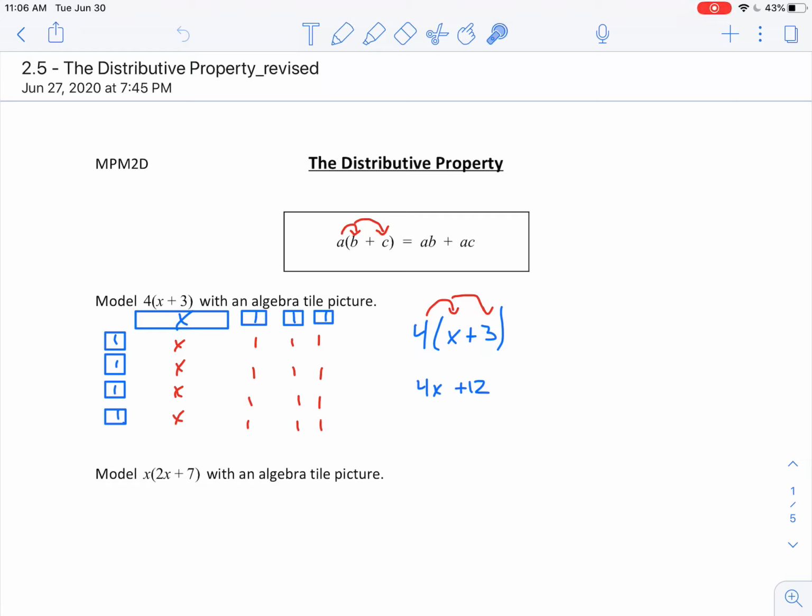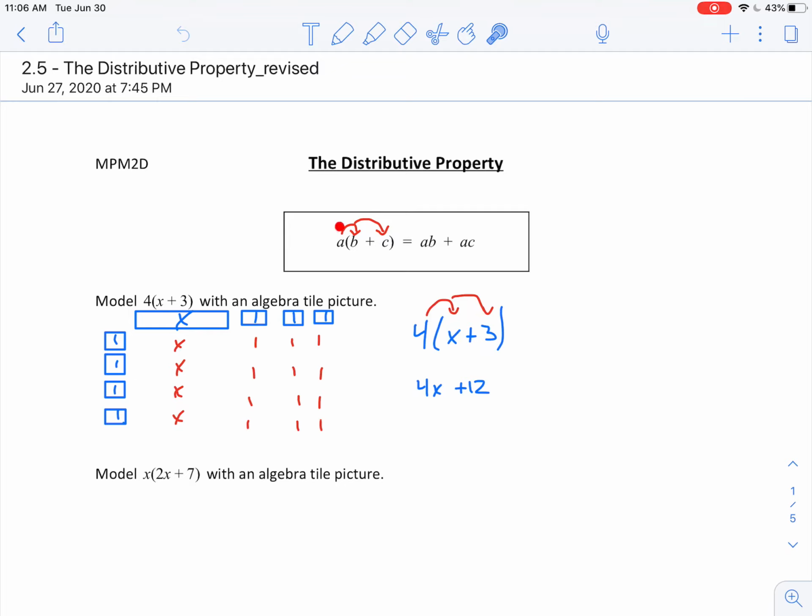Let's talk about the distributive property. Now, I apologize, this video might be probably one of the longer ones that we're going to come across so far. So just bear with me. If at any point you need to stop, pause, or you can speed up the video, you can do that as well. Okay, so the distributive property basically kind of summed up looks like this.